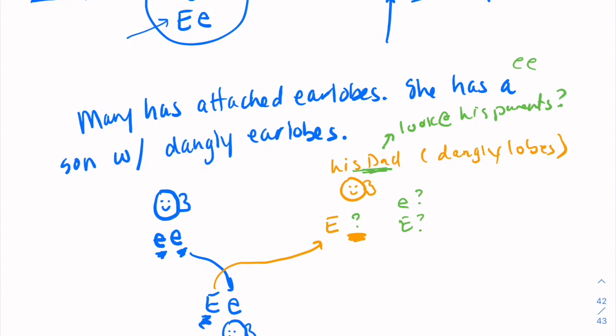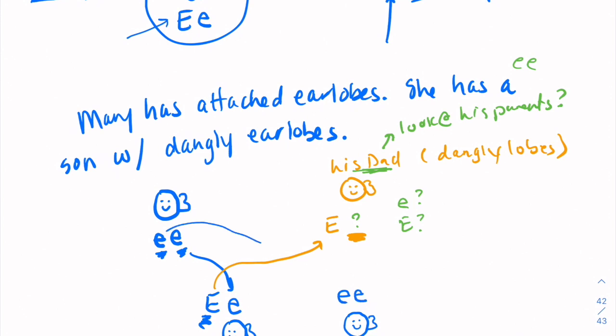Well, we might know if I had another kid. If we had another kid. Here's kid 1. And yes, we do have kid 2. And it turns out that kid 2 has attached lobes. So what does that tell us what this kid's genotype is if he has attached lobes? Yes, you got it right. He's got to be homozygous recessive.